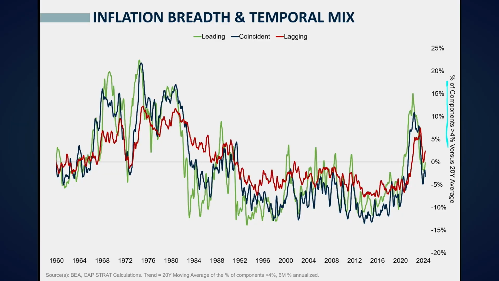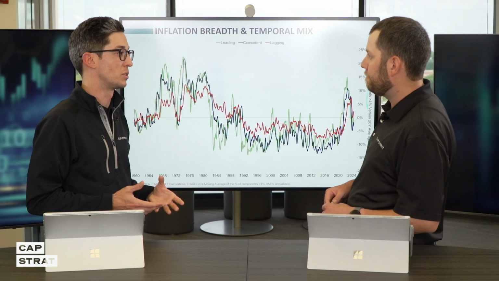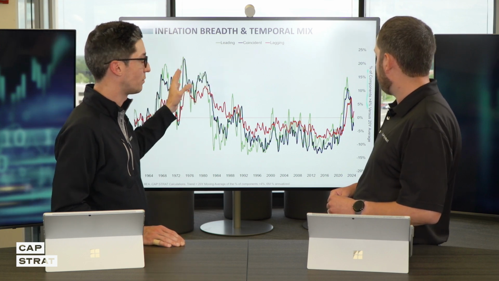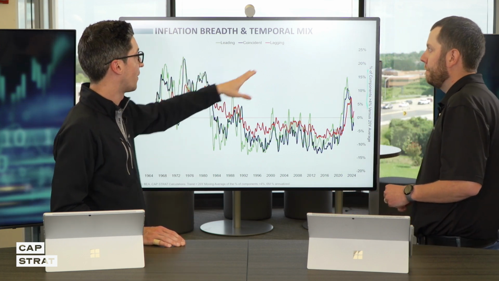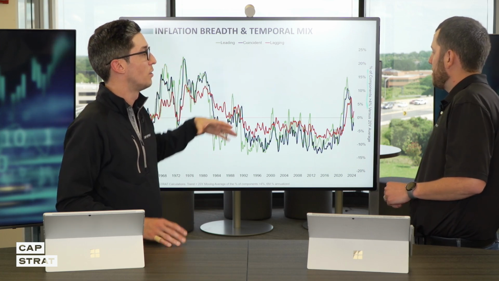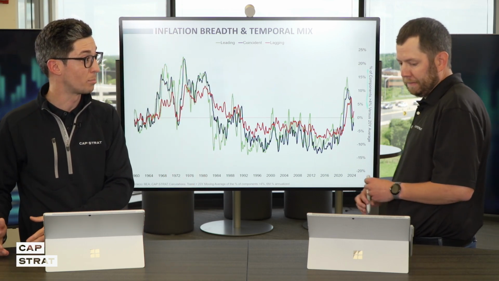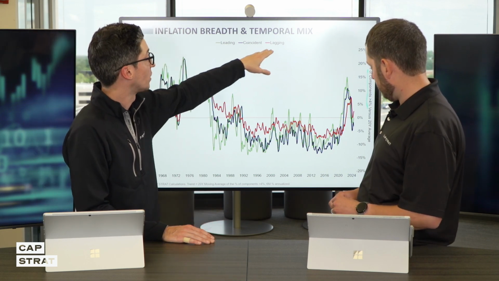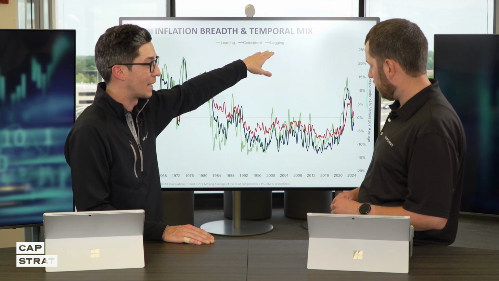Then you look at the temporal mix. What do we mean by that? Well, some items in the basket are leading. When there's going to be a big pickup in inflation, this is where you're going to see it first. Car prices, think that. Then there's coincident. They give you no temporal lead or lag. And then there's the lagging components. Those are the things where the prices go up with a lag, usually because of the increases in the leading. So if car prices going up is leading, car insurance rates going up are lagging.